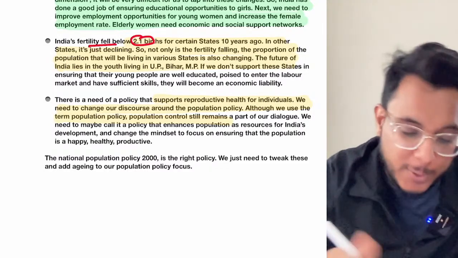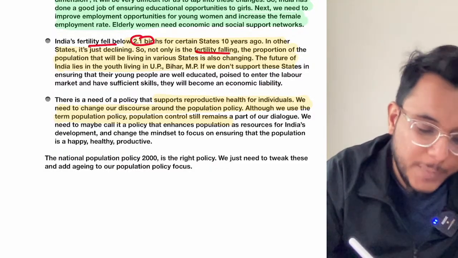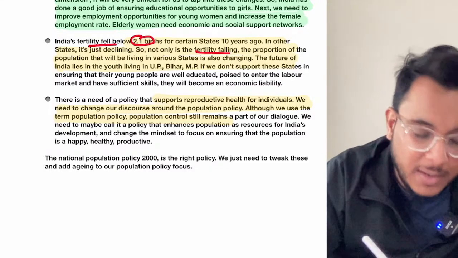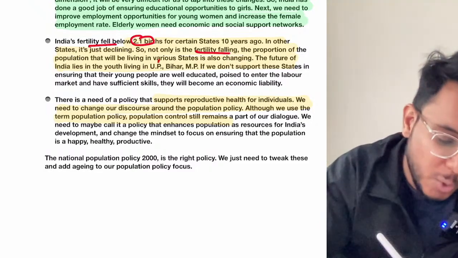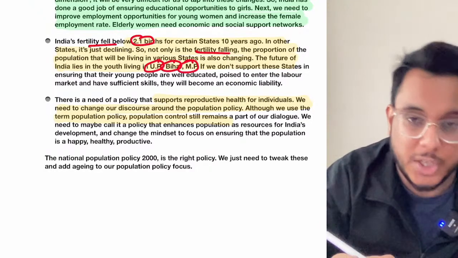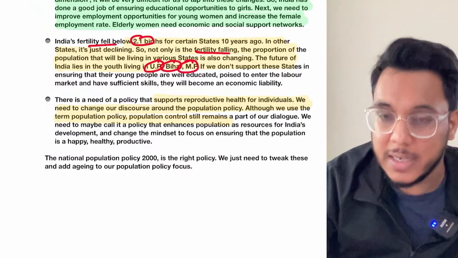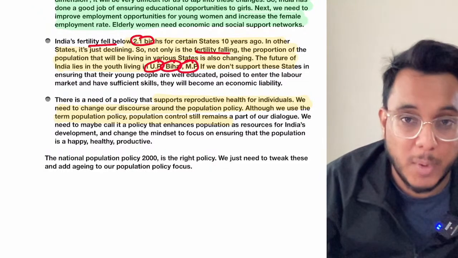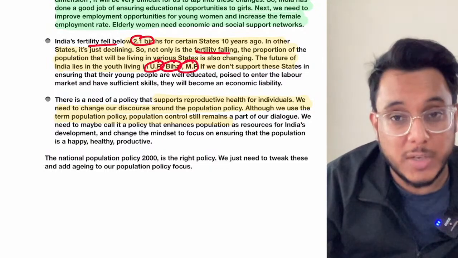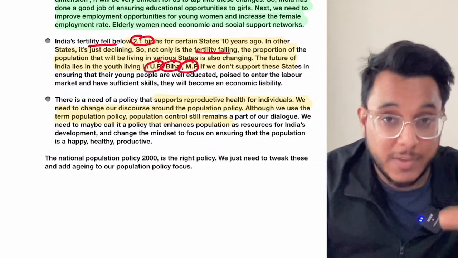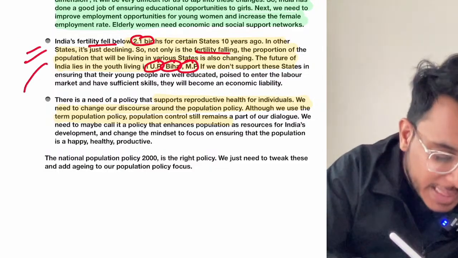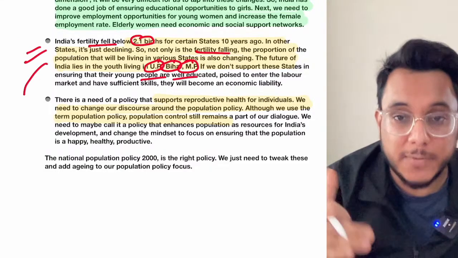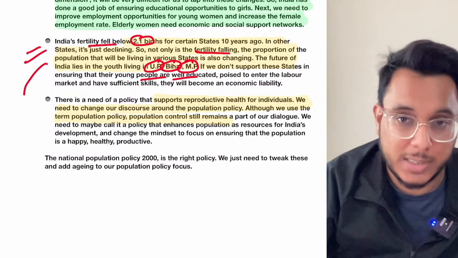Guys, when we talk about fertility that is falling, in some of the states there is the youngest and the biggest population. For example, UP, Bihar, Madhya Pradesh. These are the states which have high fertility. These are the states which have the young population. These are the states where the future population will be living. So in these states such as UP, Bihar, MP, we specifically need to make the focus.